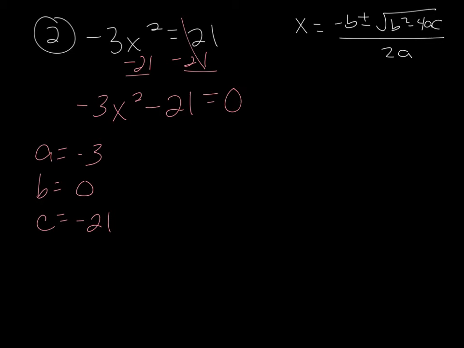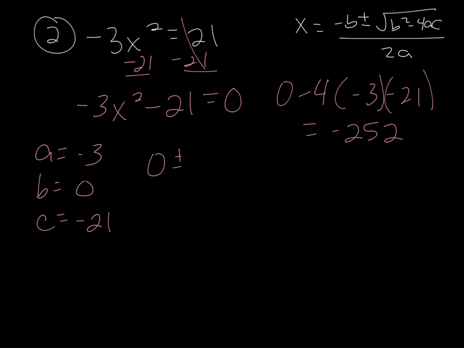So the first thing that I need to calculate is b squared minus 4ac, which is 0 minus 4 times negative 3 times negative 21, which equals negative 252. Then we do our whole formula. Opposite of b, since my b is 0, we're just going to keep it 0, plus or minus the square root of negative 252 all over 2 times my a. Well, 2 times negative 3 is negative 6. We check to see if there's a square root of 252, but there's not.